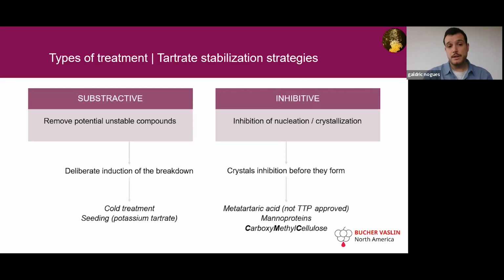And the solution for the subtractive method would be a cold treatment or a seeding with the addition of potassium tartrate. And when it comes to the inhibition, that will be, for example, metatartaric acid, once again not TTB approved but used in different parts of the world, the use of mannoproteins, and the use of carboxymethylcellulose, which we all know by the name of CMC. And these methods, mannoproteins and CMC, are very connected to the inhibition of the nucleation. So we stay in the stable area of the wine.